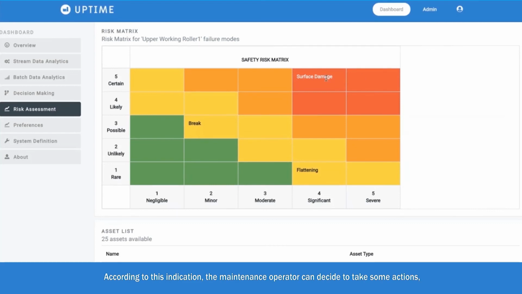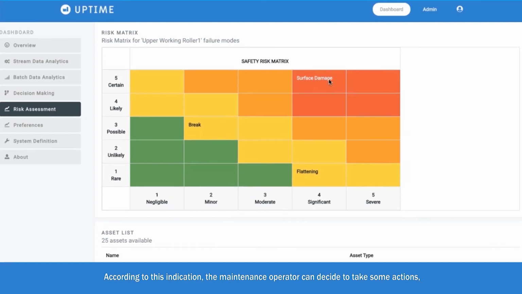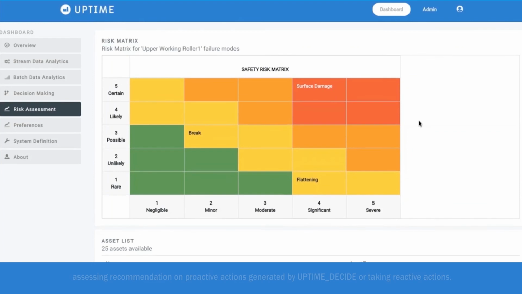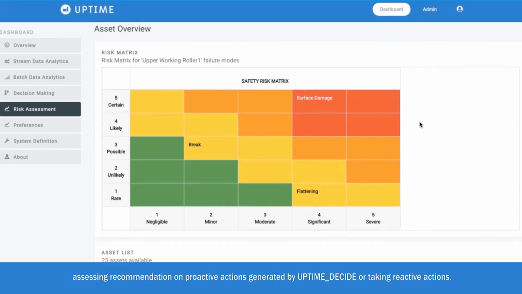According to this indication, the maintenance operator can decide to take some actions such as monitoring the failure rate recorded by the installed sensor, assessing recommendation on proactive actions generated by Uptime Decide, or taking reactive actions.